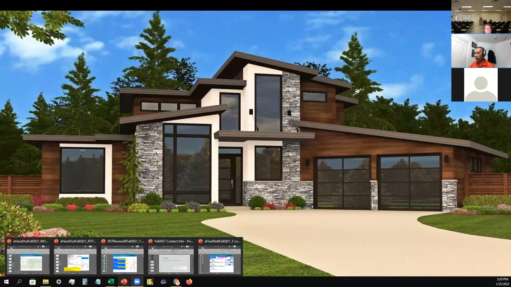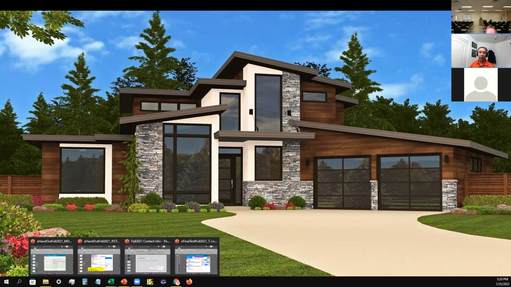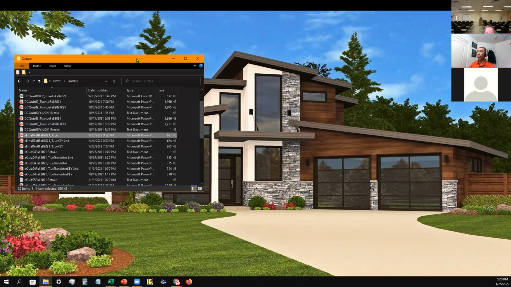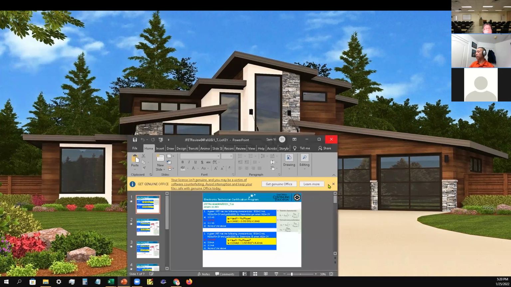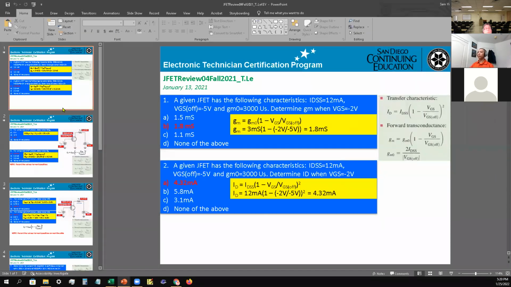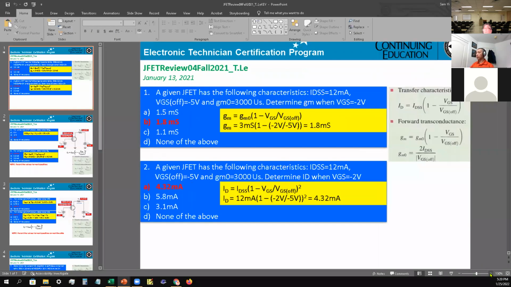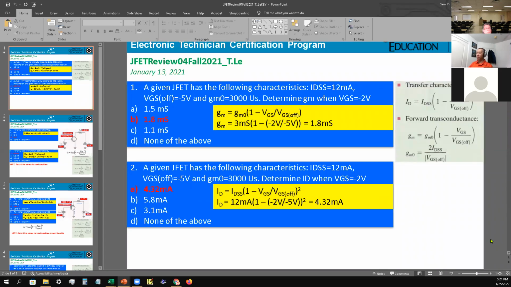Okay, so we're going to be going over the JFET number 4. Let me see, this one is number 3. JFET number 3. Okay, so let me go ahead and get number 4. JFET number 4. Okay, can everyone see? Yes. Okay, very good.